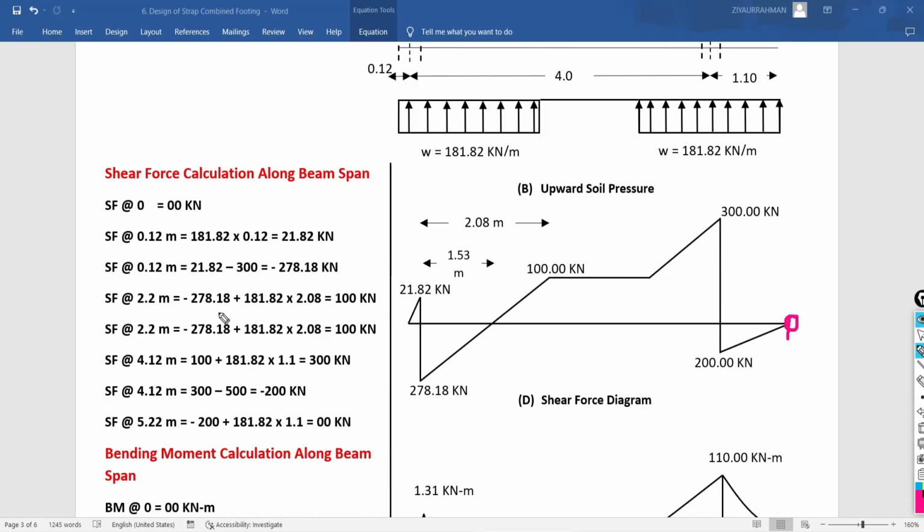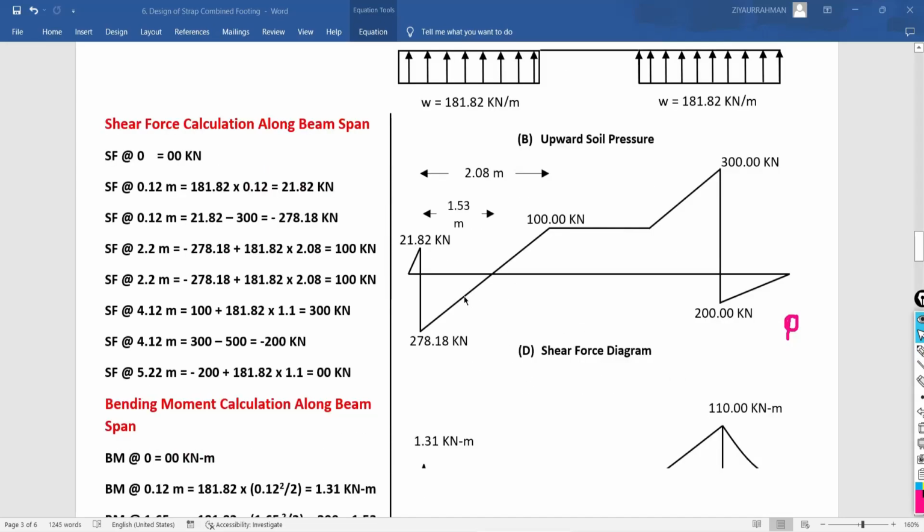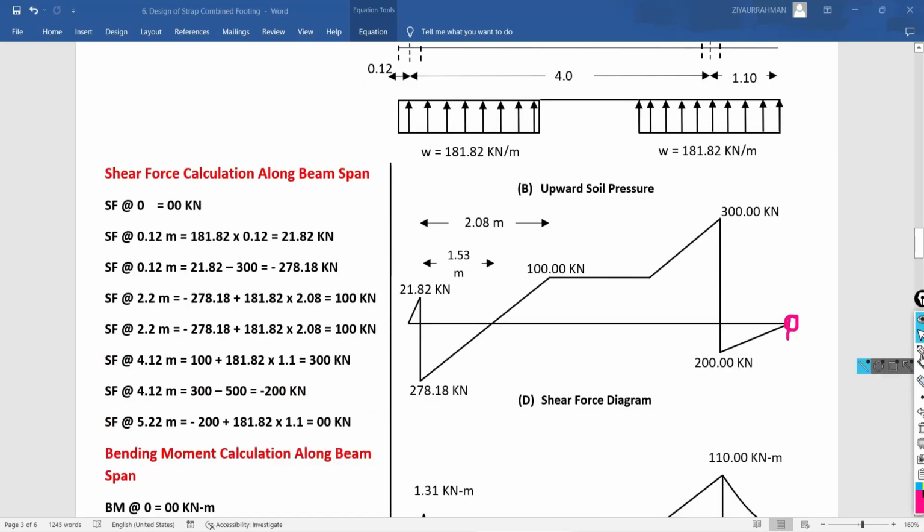So based on this calculation we have to draw the shear force diagram. Now after that, the next thing we have to find out is the bending moment at some important points, and those important points are again the same.